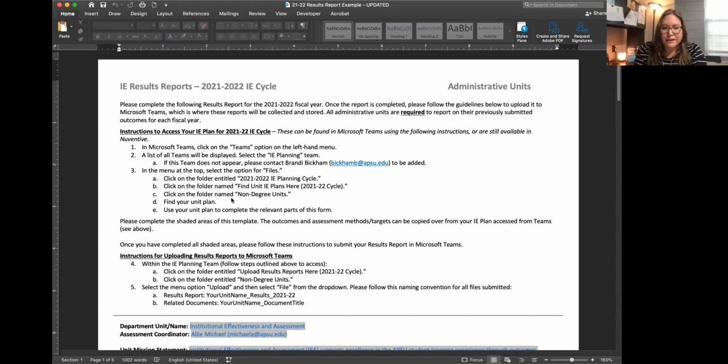So here you'll see the instructions for how to first access your IE plan for this current cycle. I know it looks a little complicated, but I wanted to make it as foolproof as possible. I know that not everyone is as familiar with Teams. You may not have used that as much as some of us have. So I wanted to make sure that it was a good explanation for folks trying to access that.